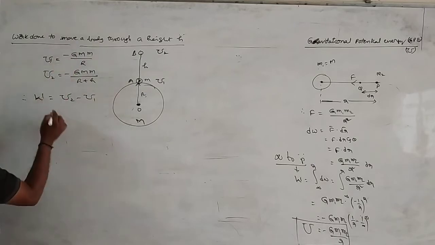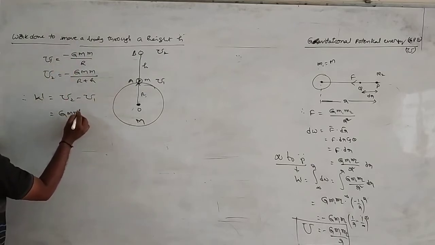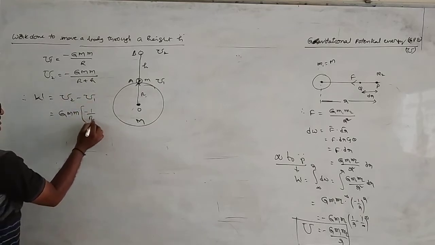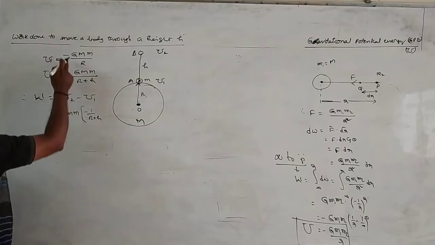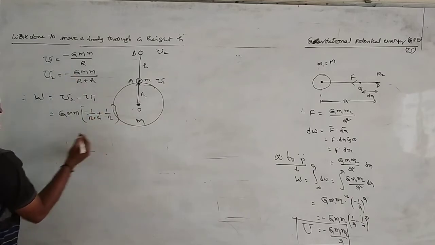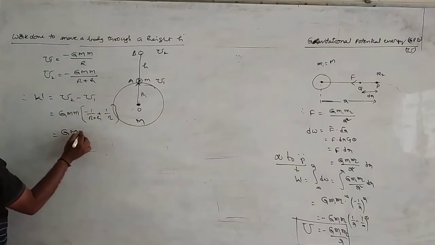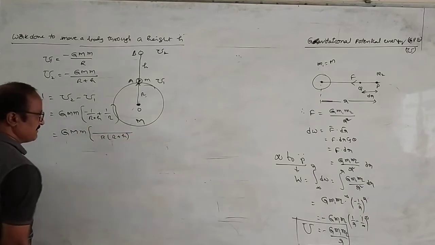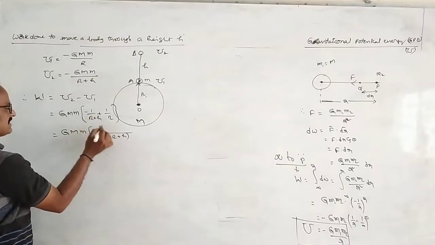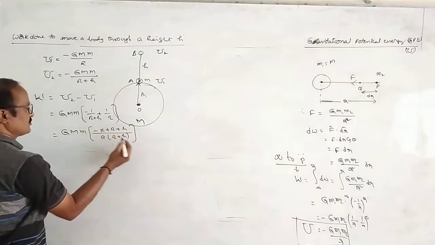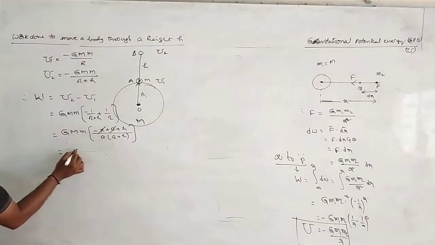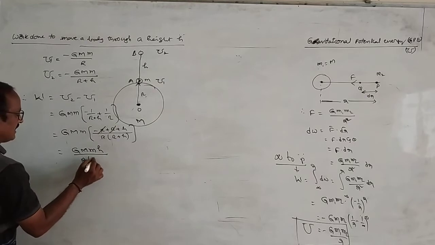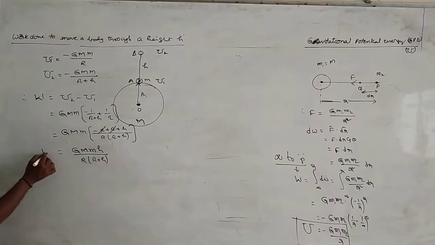G M m are common, into minus 1 by R plus h, minus of minus plus 1 by R. That is G M m into, taking LCM, R into R plus h common, the numerator is minus R plus R plus h. Minus R plus R cancel. So this is equal to G M m into h by R into R plus h.